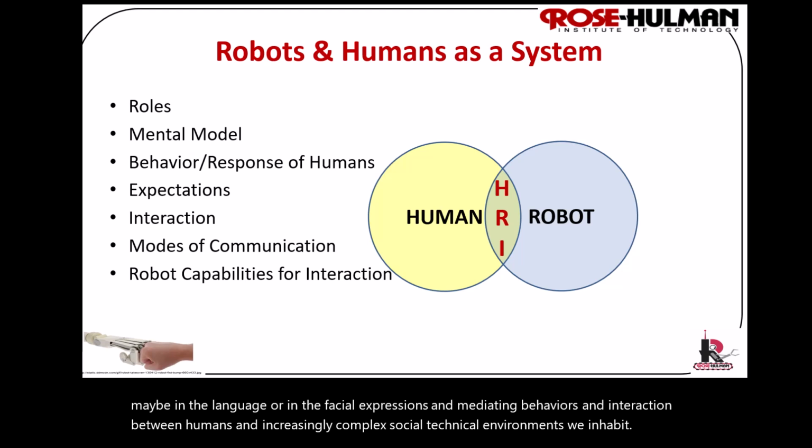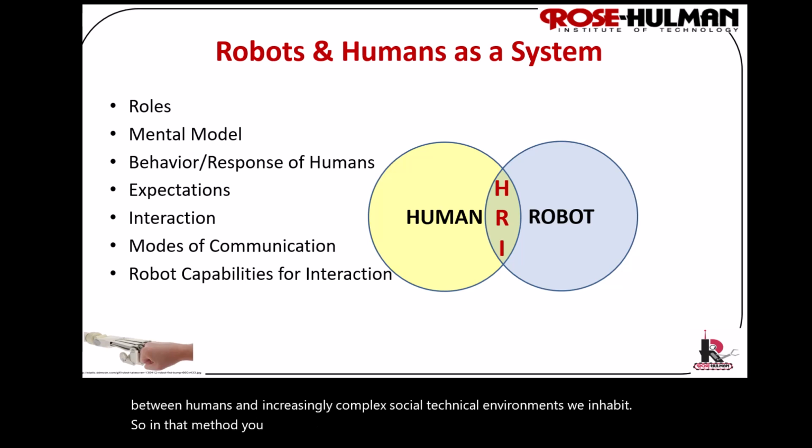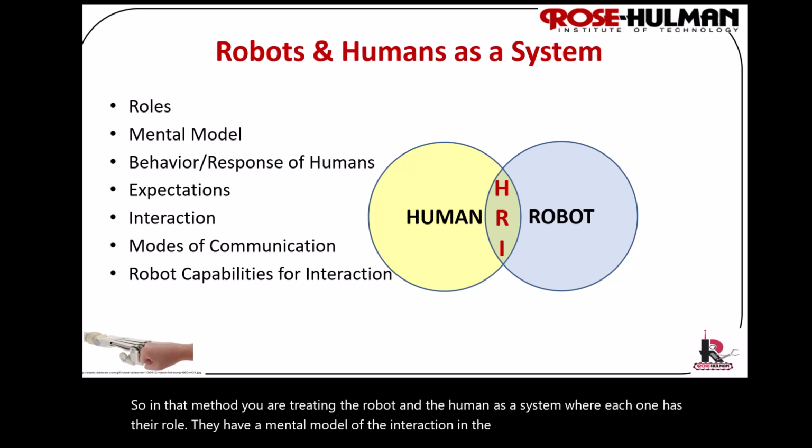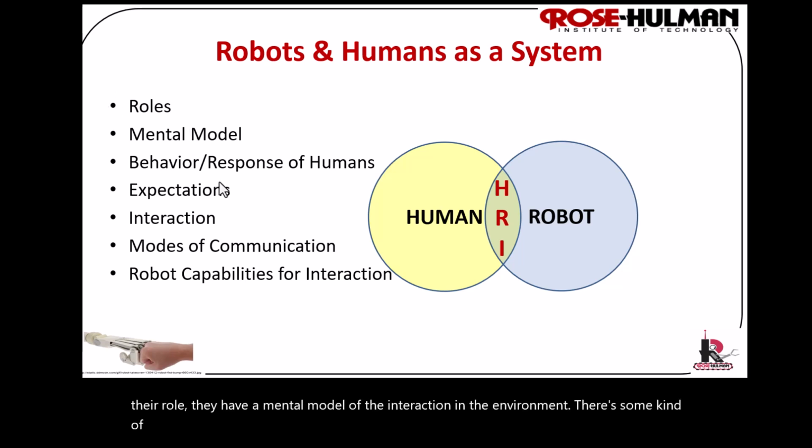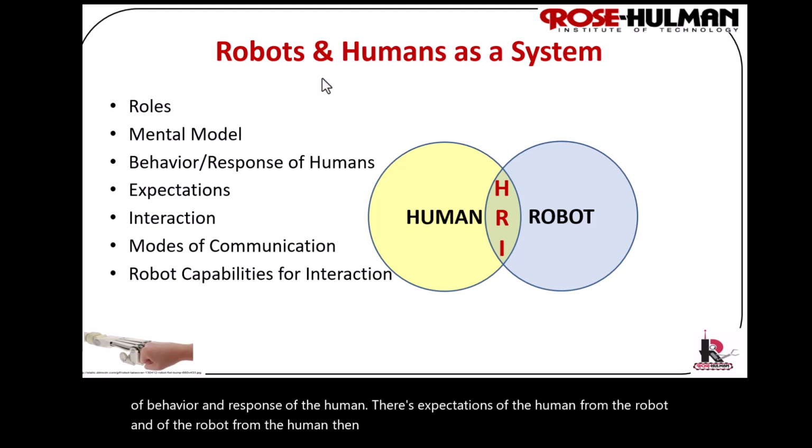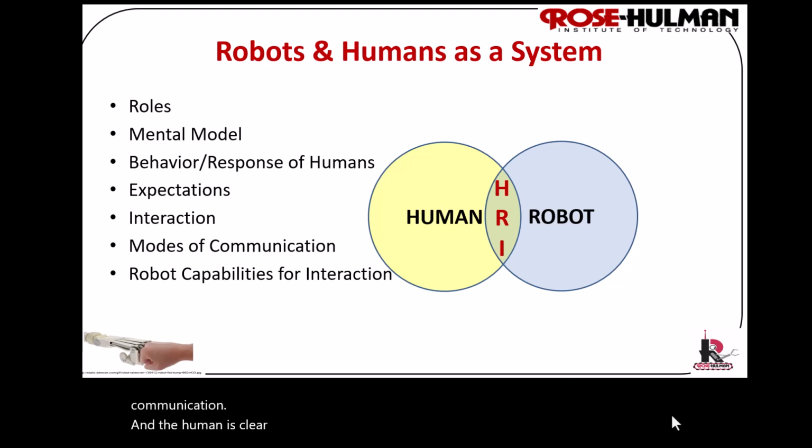So in that method, you are treating the robot and the human as a system where each one has their role. They have a mental model of the interaction in the environment. There's some kind of behavior and response of the human. There's expectations of the human from the robot and of the robot from the human. Then they interact. They have some mode of communication, and the human is clear on the robot capabilities for the interaction. And when they come together, that creates HRI.